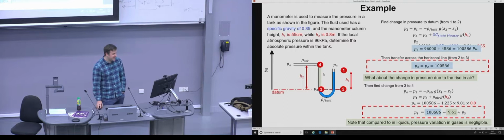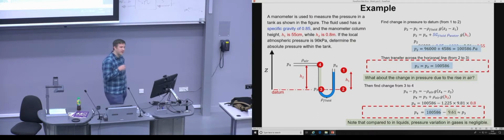So you can see that the pressure change through the height of air, which is represented by the green here, is really quite small compared to the pressure change through the liquid. And this is even a lower density than water. It's 0.85 of water, but it's still a factor of 10,000 difference. Okay?